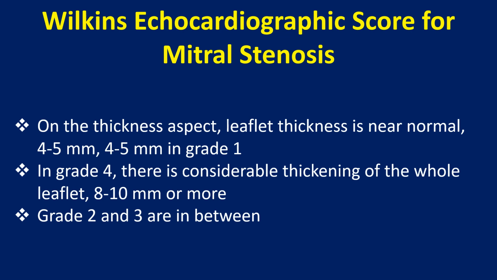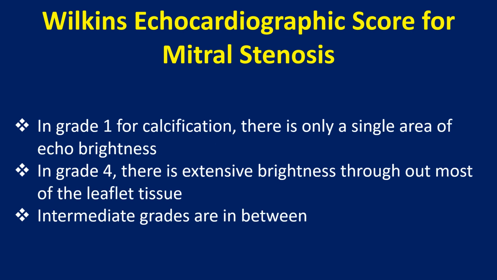In grade 4, there is considerable thickening of the whole leaflet, 8 to 10 mm or more. Grade 2 and 3 are in between. In grade 1 for calcification, there is only a single area of echo brightness. In grade 4, there is extensive brightness throughout most of the leaflet tissue. Intermediate grades are in between.